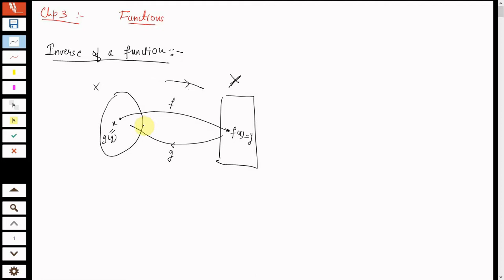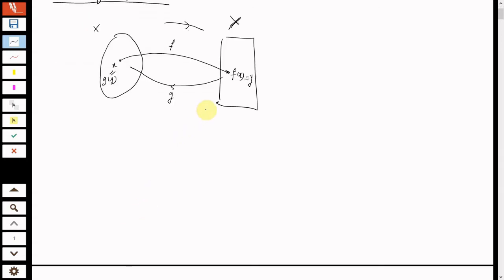Well, the question that arises here is: does every function have an inverse? Can we reverse the process of every function? Before getting into the answer, let us see when we can reverse the process. The first basic criterion required to reverse the process of a function is that the function needs to be 1-1. Now, why is this required?